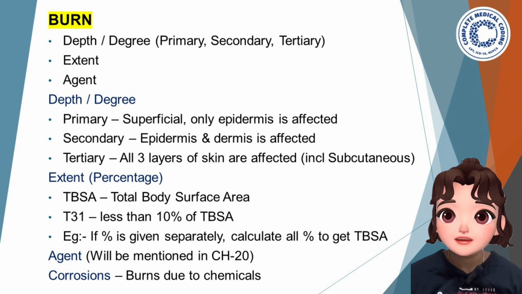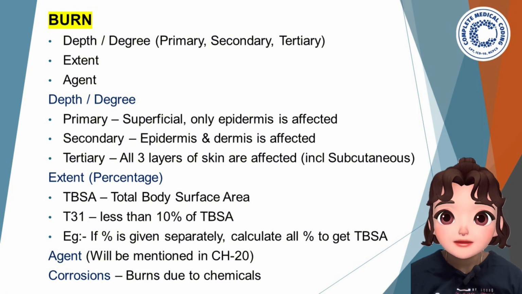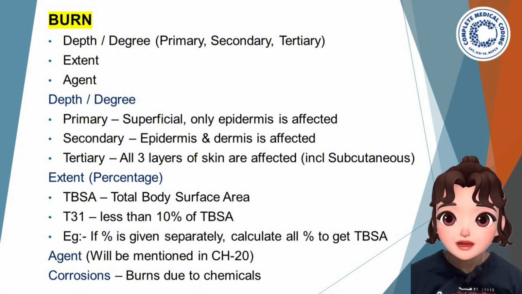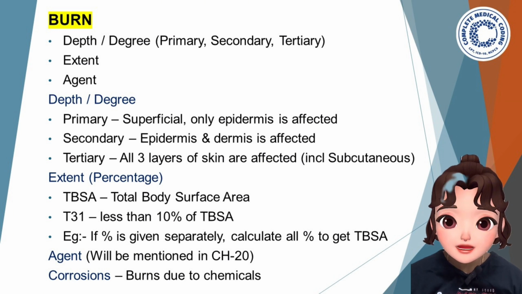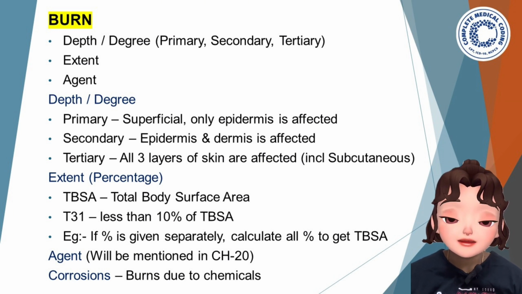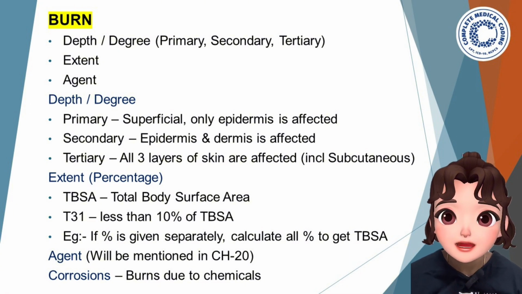The next type of injury is burn. This is also important. Here we will look into three important points: the depth or degree, the extent, and the agent. What do you mean by depth or degree? It means the degree of the burn: primary, secondary, or tertiary.